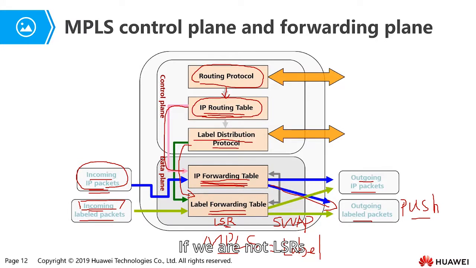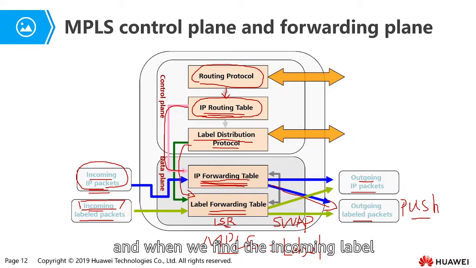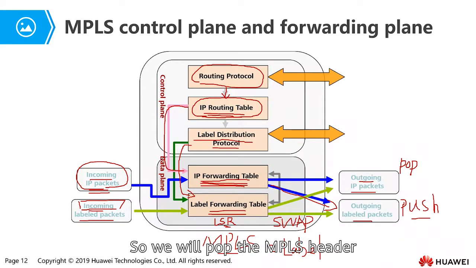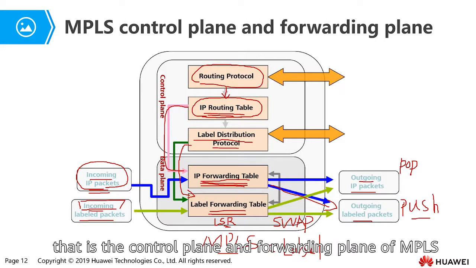If we are not an LSR, we are an LER. We are the end of the MPLS terminal. When we find the incoming label, we find there's no outgoing label, and we need to pop the MPLS header. It means we are the last hop of the MPLS terminal, so we will pop the MPLS header and then continue to process the IP header and forward this IP packet based on the IP routing table. Okay, so that is the control plane and forwarding plane of MPLS.